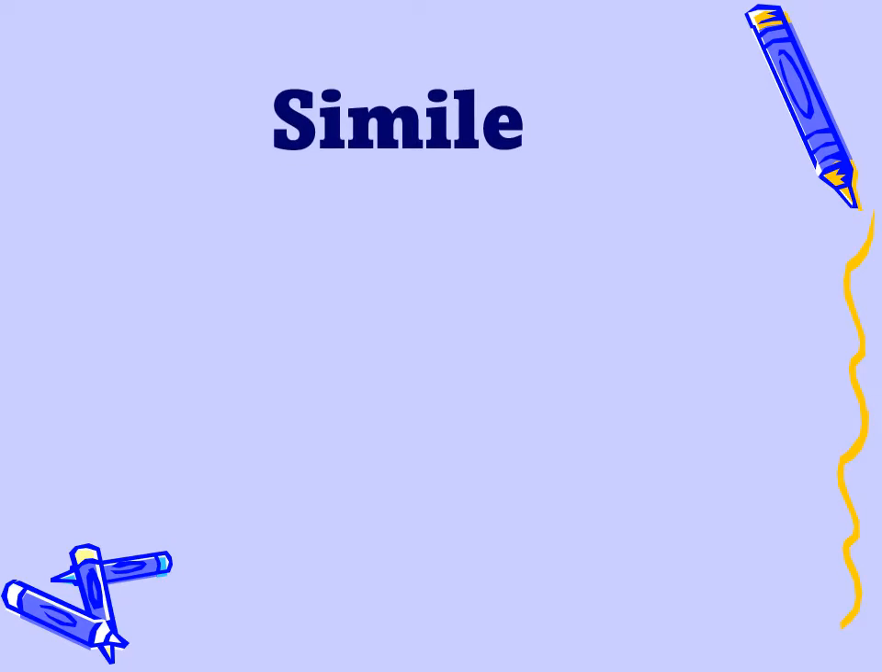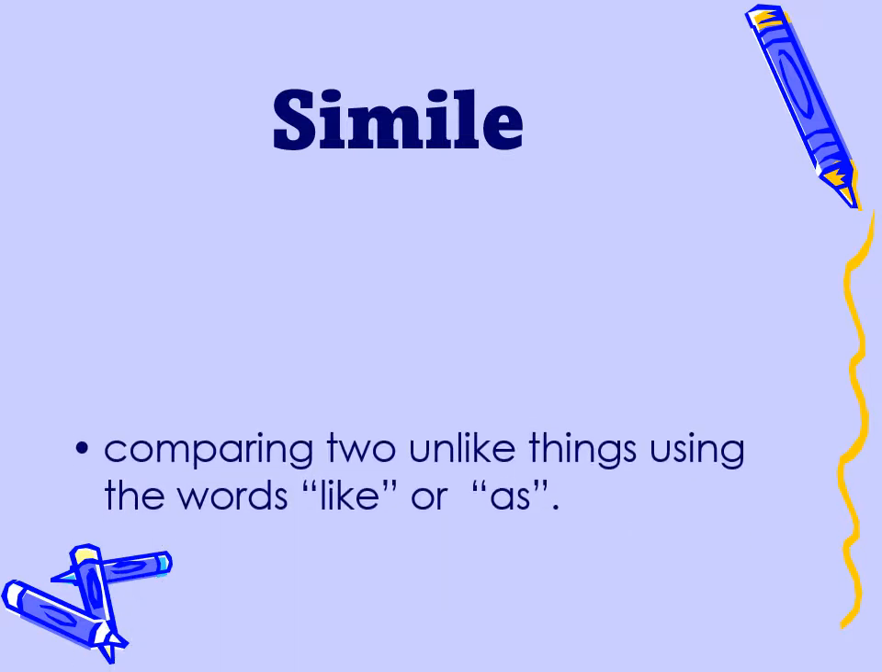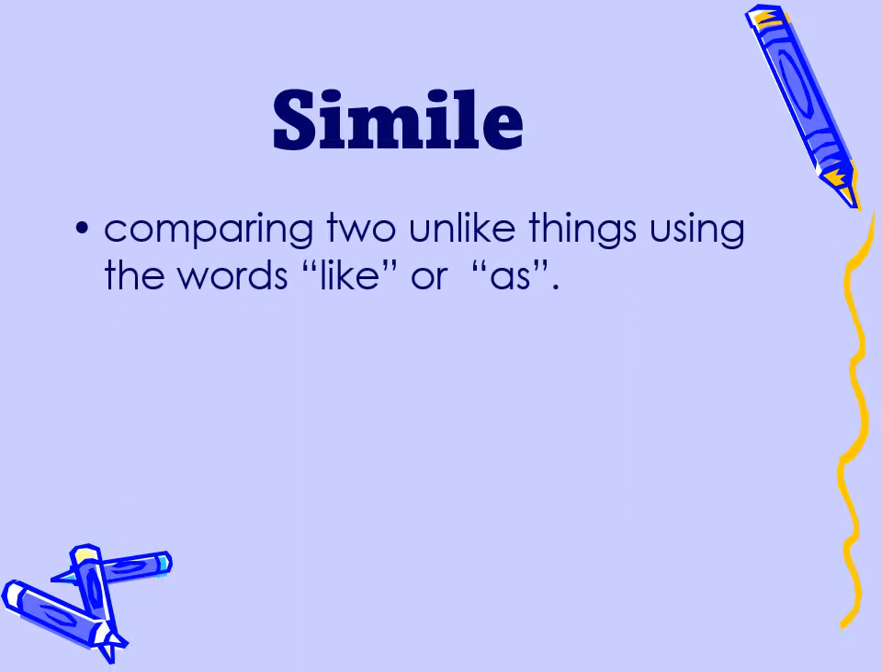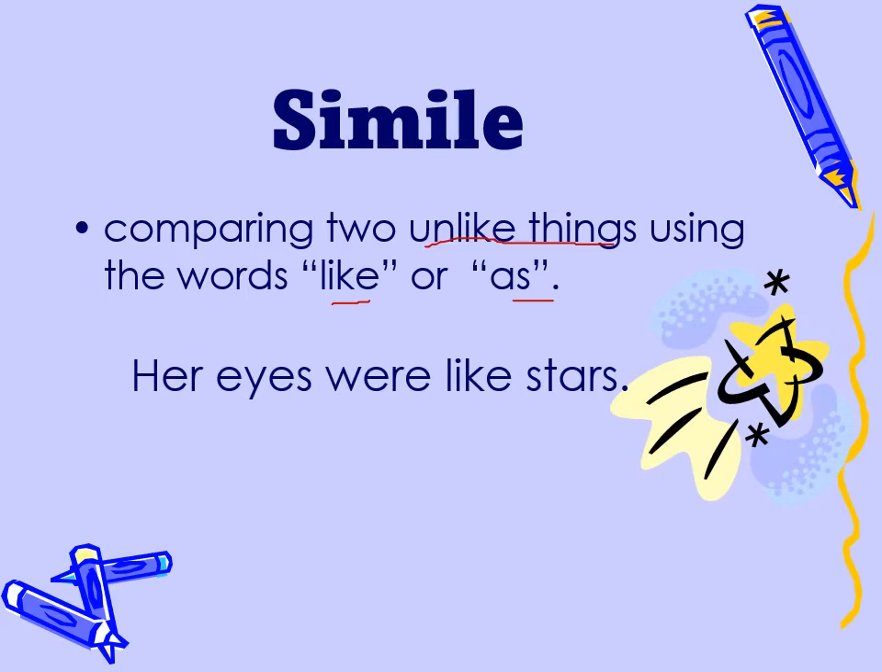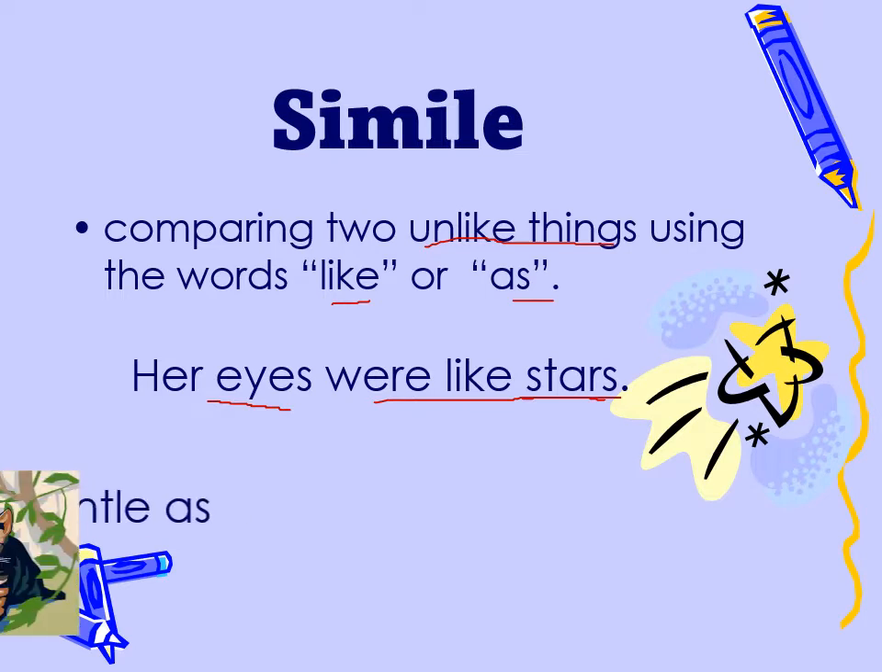Right. So what is simile? So maybe you've heard simile a lot of times. So let's review it. When we say simile, it is comparing two unlike things using the words like or as. So let's have an example. Her eyes were like stars. Oh, so she must have beautiful eyes or shining eyes. Because we compared her eyes to a star.